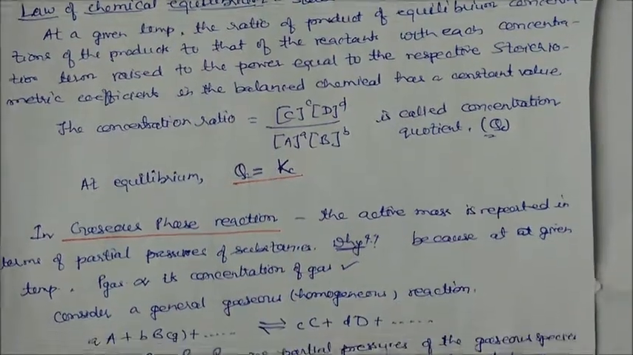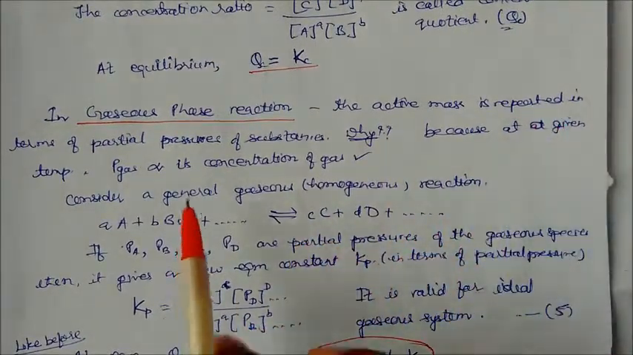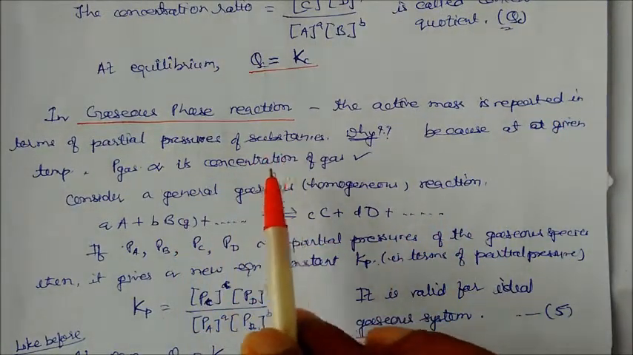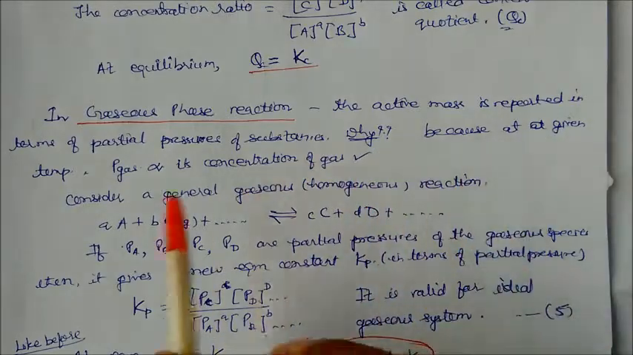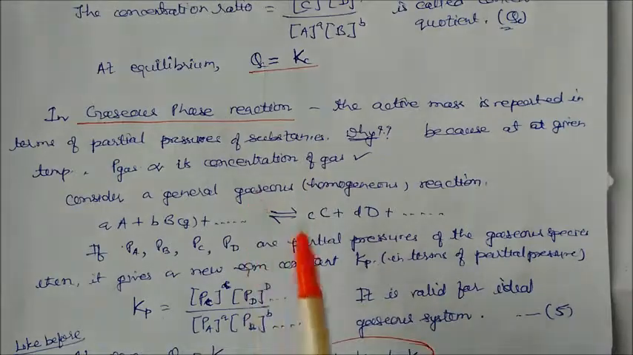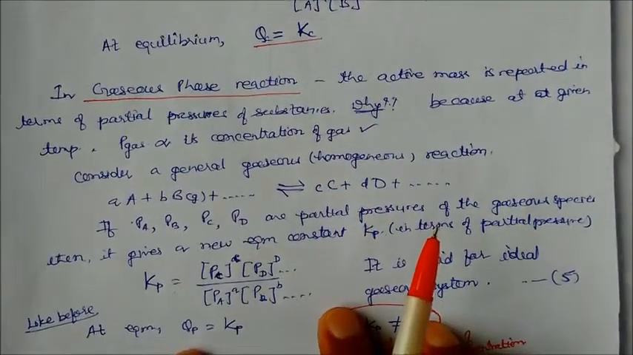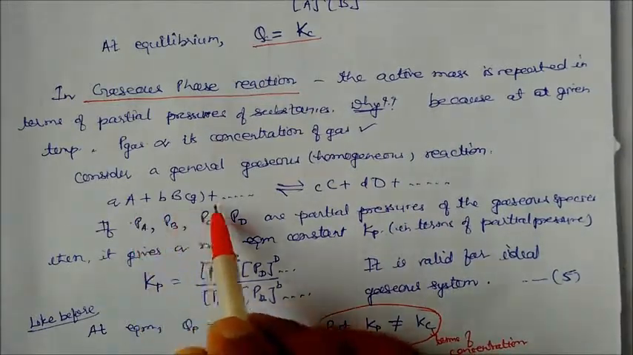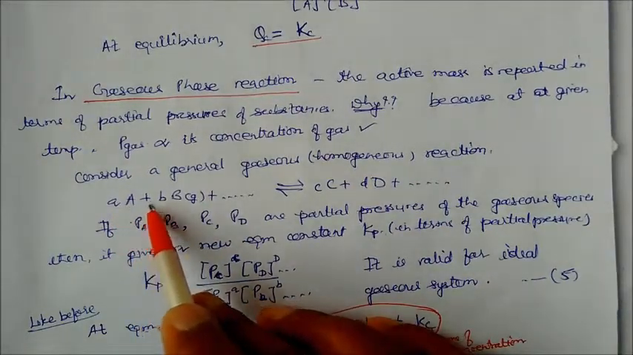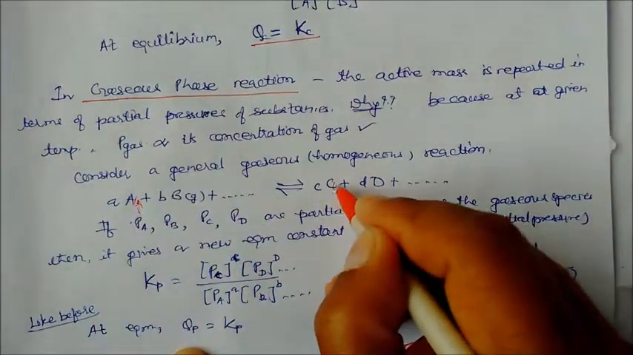Now in gaseous phase reactions, the active mass is reported in terms of partial pressure of substances. Why? Because at a given temperature, the partial pressure of a gas is proportional to the concentration of the gas. So now consider a general homogeneous gas reaction, aA plus bB goes to cC plus dD. All these are gases.